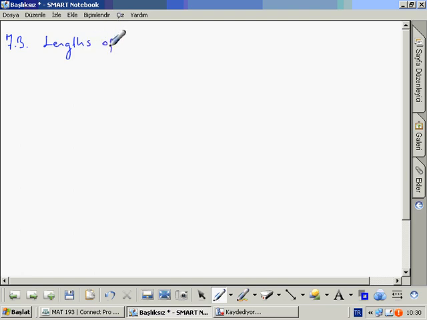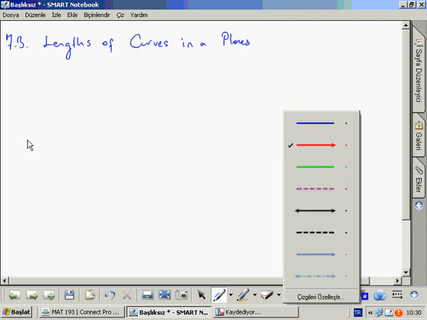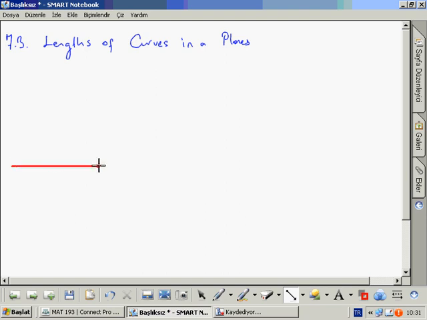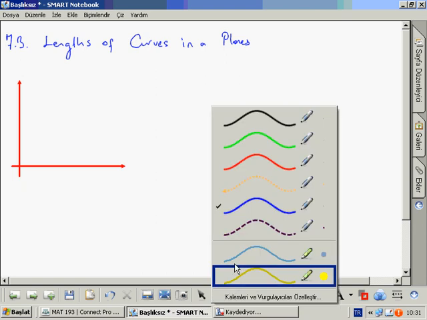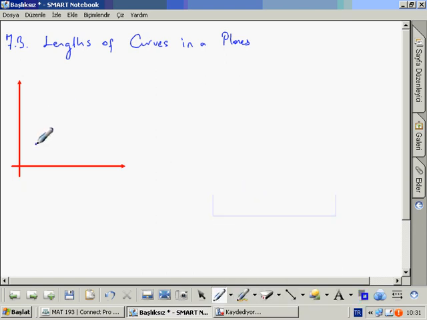And maybe lengths of curves in a plane. And also arc length and the surface area. And firstly, sketch any curve which starts from point A and ends at point B.